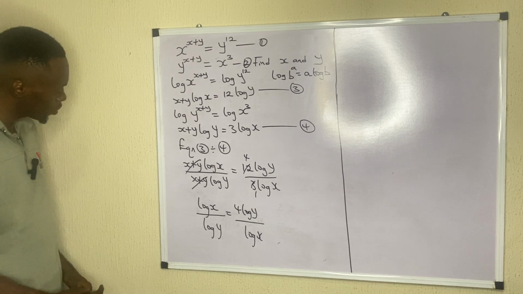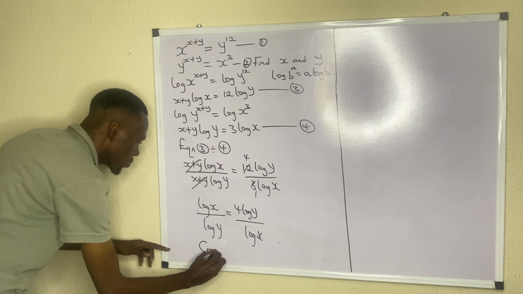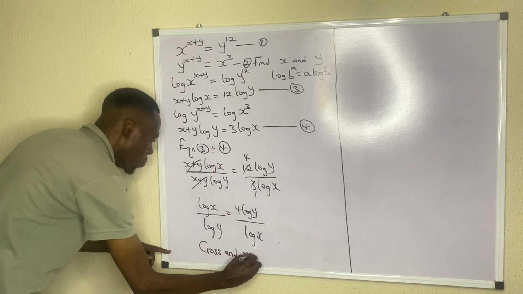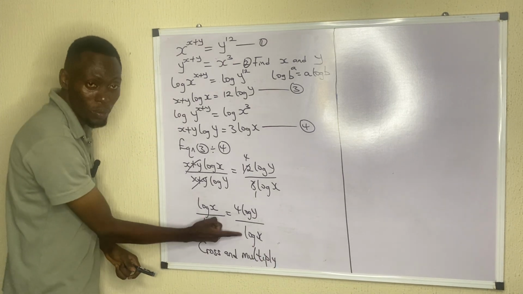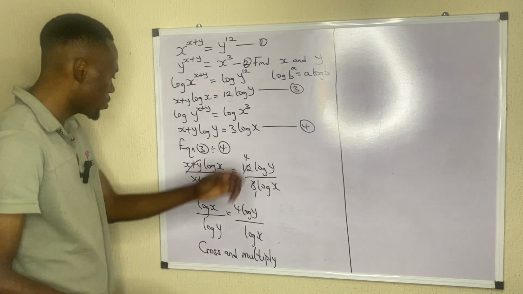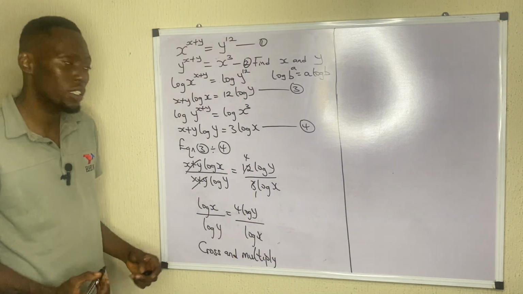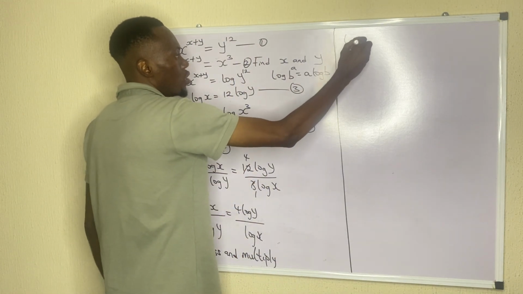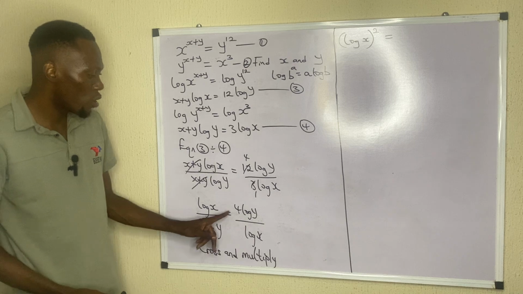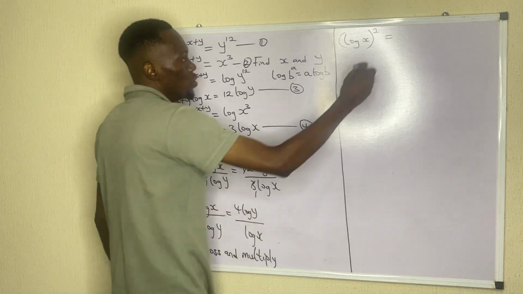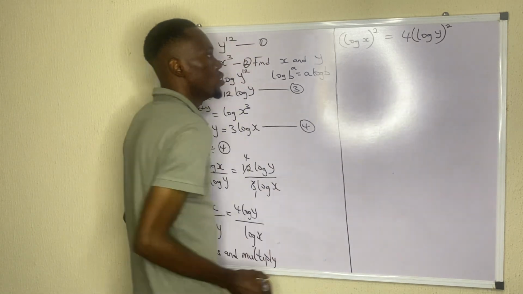Okay, from here I can cross and multiply. So if I cross and multiply here, it means that this will multiply this and this will multiply this, right? Let's go over to this other side of the board. So log x multiplied by log x will give me log x all squared. I'm left with log x all squared, which is equal to 4 log y multiplied by log y, which will also give me 4 log y all squared, right?